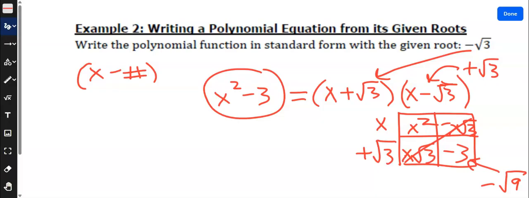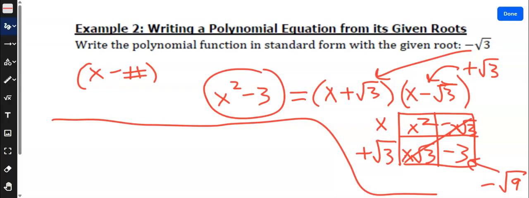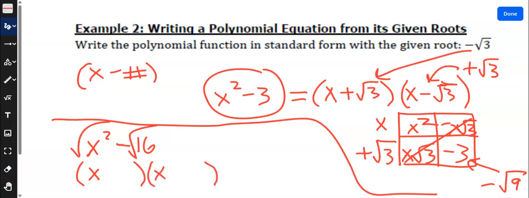Now, when we did differences of perfect squares, this is kind of a side note. If I asked you to graph or to factor x squared minus 16, you would take the square root, so you'd have x and x, you'd have 4 and 4, one's a plus and one's a minus. Isn't that the same strategy that's going on right here?